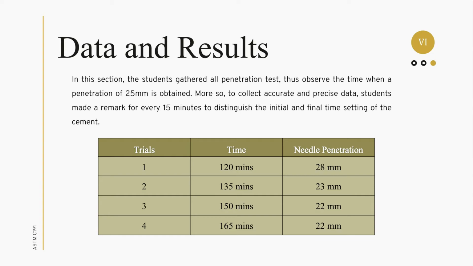In Trial 1, a needle penetration of 28 mm is obtained in a time of 120 minutes. In Trial 2, a needle penetration of 23 mm is obtained in a time of 135 minutes. In Trial 3, a needle penetration of 22 mm is obtained in a time of 150 minutes. And lastly, in Trial 4, a needle penetration of 22 mm is obtained in a time of 165 minutes.